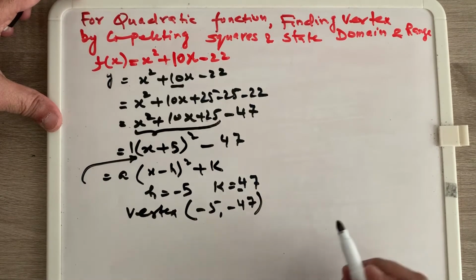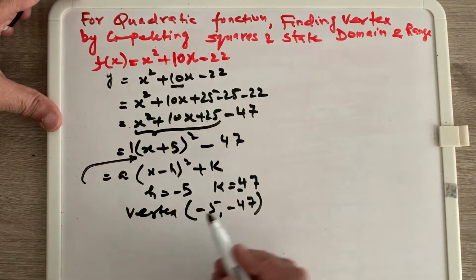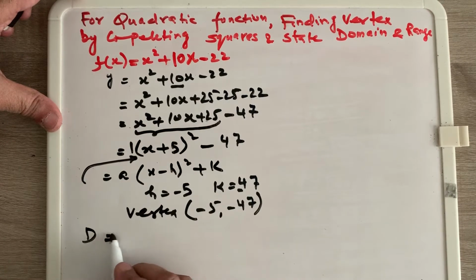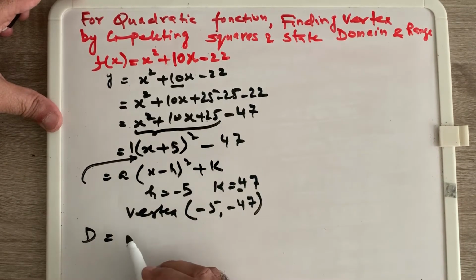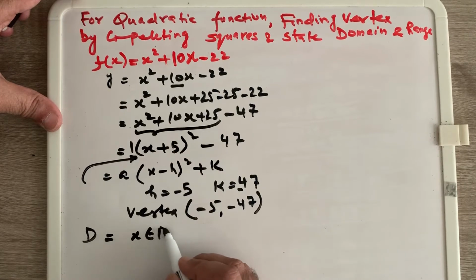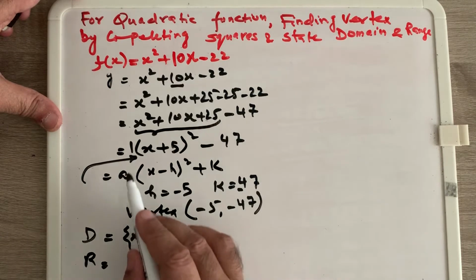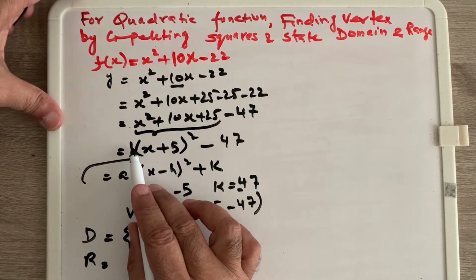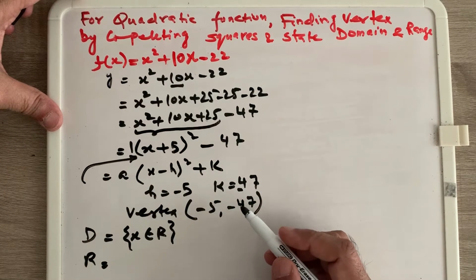So if we have the vertex, then we have to state the domain and range, right? So what is the domain? The domain has no condition, no restrictions, because it is reflecting the x-axis. So I would say x belongs to R, right? So there is no restriction on it, but the range has got a restriction because this parabola opens up because a is greater than 0. So a here is positive, right? a is greater than 0. That means it opens upward.